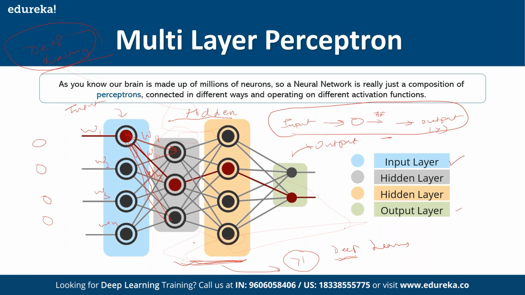The deep part is because you are trying to learn deeper. You are having more layers between input and output. You are giving more thought to your process, more process to your thought. And second, you are learning through this artificial neural network. That's why it is known as deep learning.